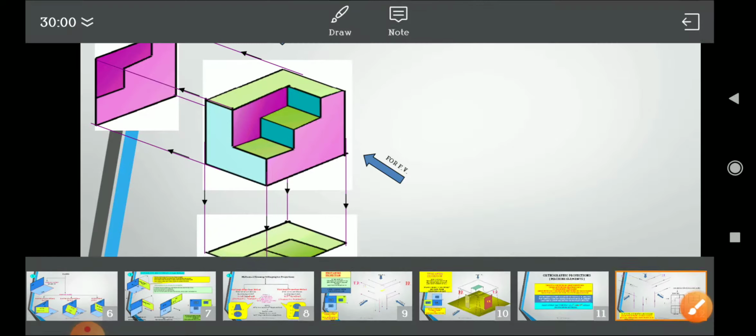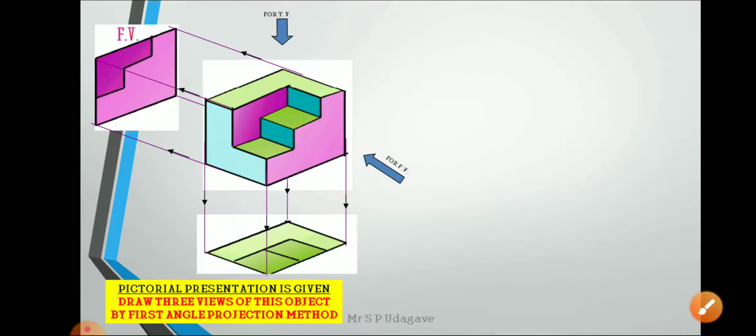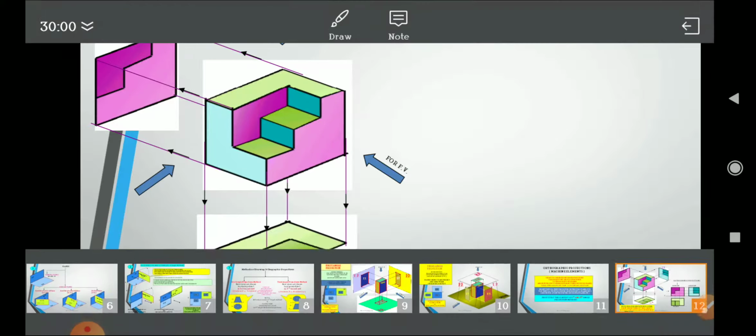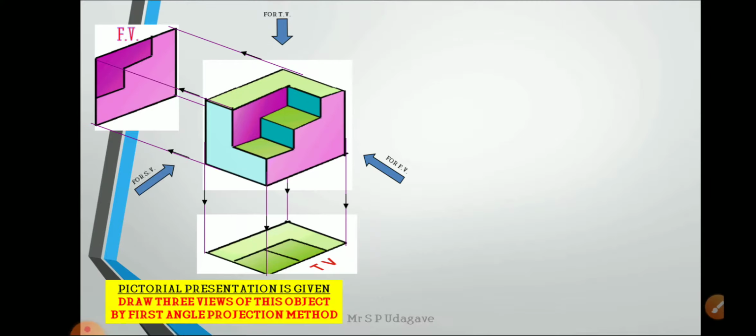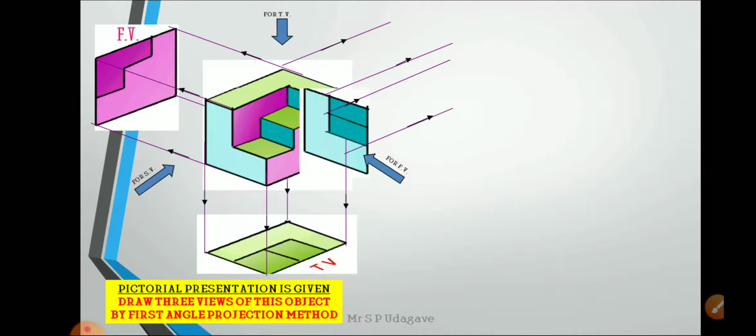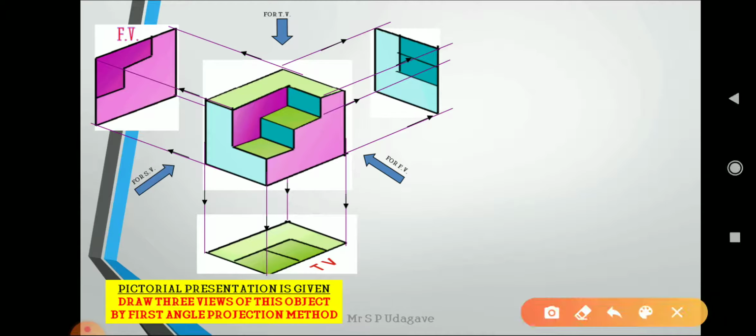Similarly for the side view. In the side view also, the arrow shows where the observer is present. So take the projections. Now we can see the L portion and the steps, the vertical portion. The remaining part we cannot see in the side view.